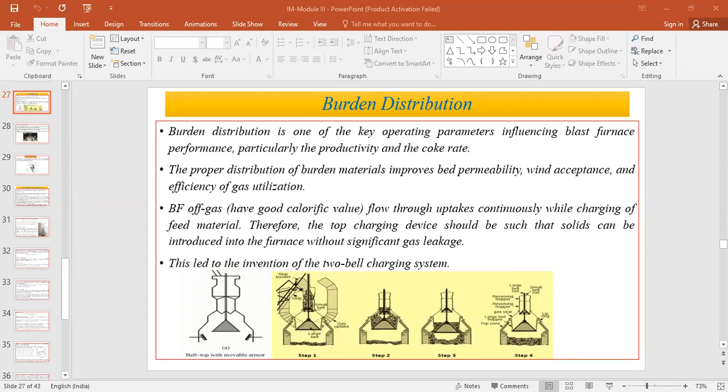Good morning. In today's class, we will discuss burden distribution, followed by various chemical reactions which take place at different parts of the blast furnace.